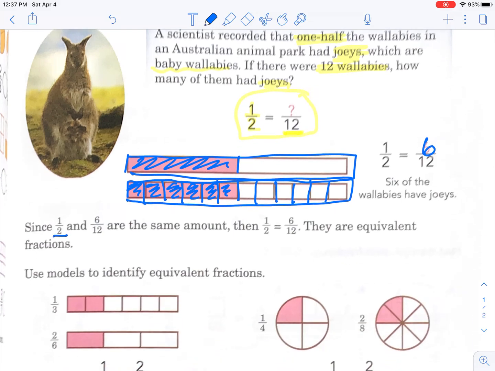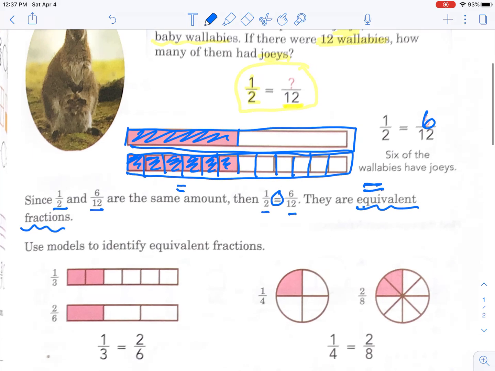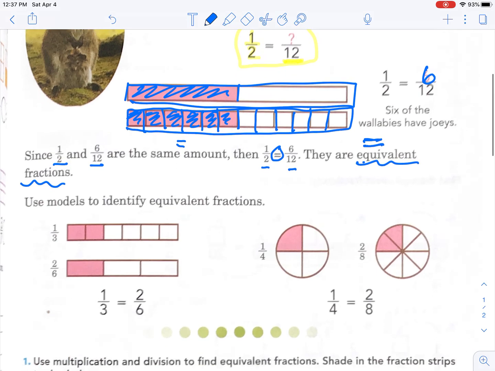Okay, so since 1/2 and 6/12 are the same amount, then 1/2 equals 6/12. They are equivalent fractions. So equivalent fraction is our big term right now. Do you hear the word equal in there? Equal, equivalent. So what does that mean when fractions are equal? They're equivalent fractions. So let's look at this one.